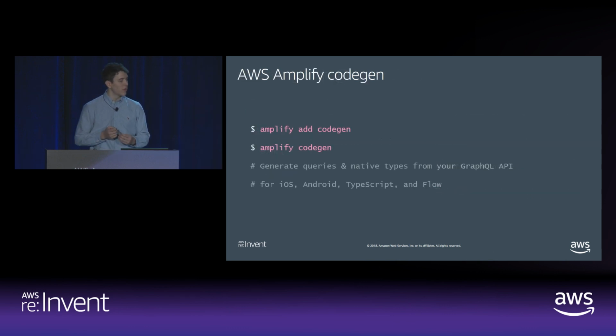Here's one more cool tool that has been really useful as of late. We've added support for Android and iOS, so you can create strongly typed clients as well that are generated from your API. And it has support for iOS, which is Swift, Android for Java, TypeScript, Flow, and even JavaScript, although it's not strongly typed.